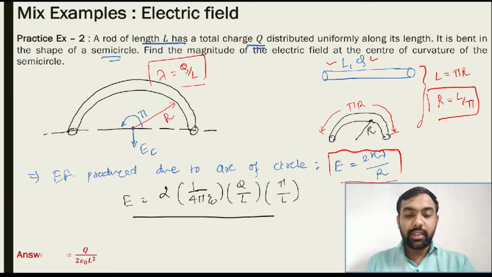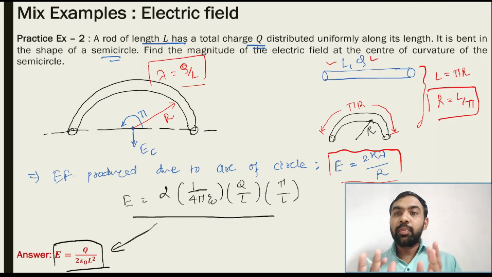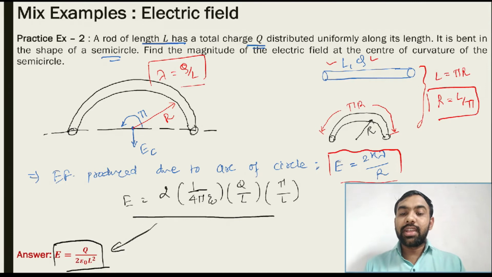Your answer is like this: E is equal to Q upon 2 epsilon naught L square. After simplification you get this answer. This way you use this equation directly and get the answer. Here we use the concept, which concept? This one, the electric field produced by the arc of a circle.